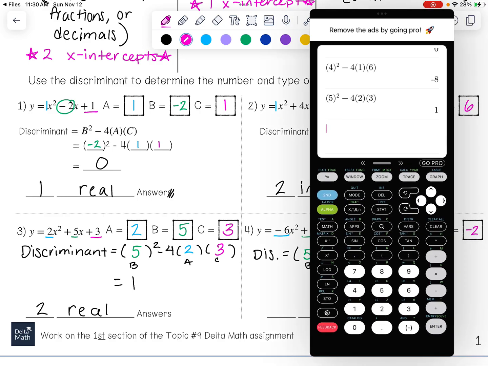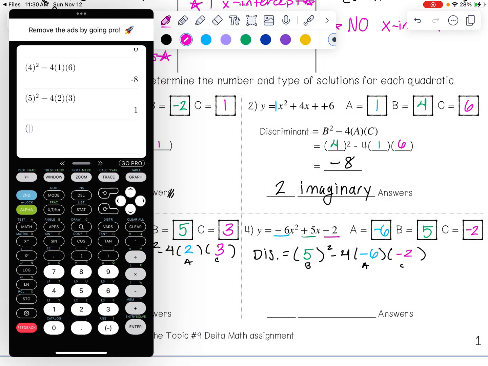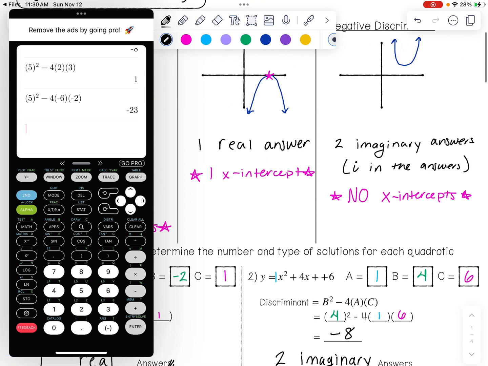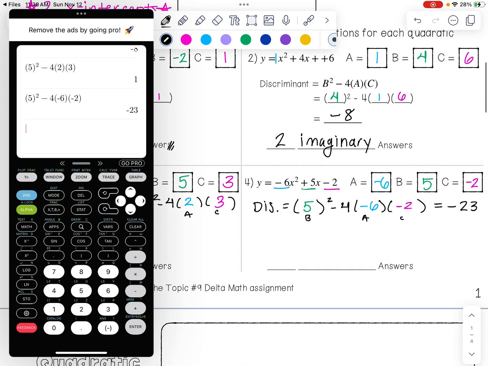Okay, I'm going to pull out my handy-dandy calculator. We got 5 squared minus 4 times -6 times -2. We get -23 for our discriminant. Okay, so I get a negative answer. A negative answer means I'm going to get 2 imaginary answers.